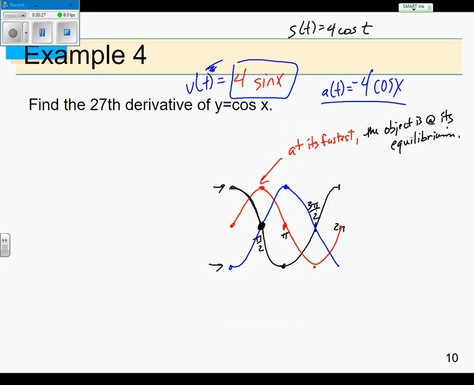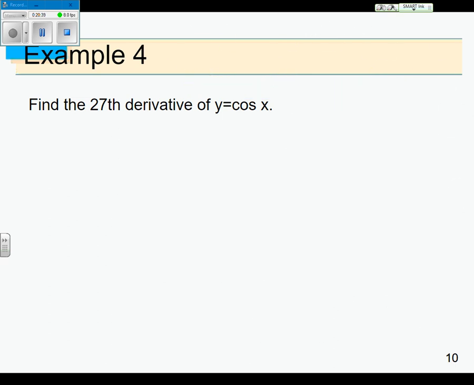All right, last up, this won't take very long. We're just going to work our way all the way down to the 27th derivative of cosine x. Yeah, the old guy says it's not going to take very long. We don't have to work this out 27 times. Well, let's just start and see what happens.